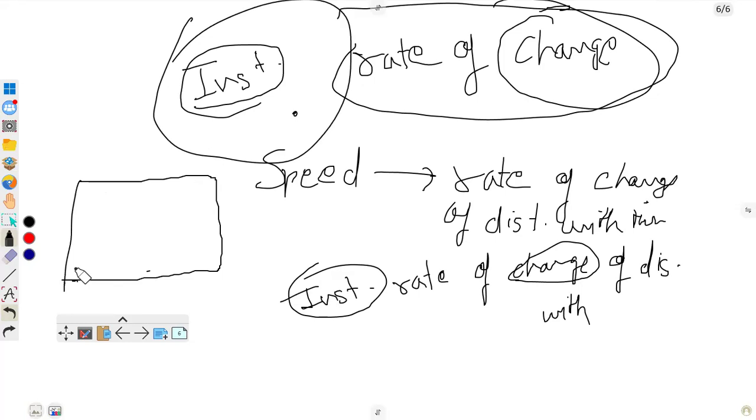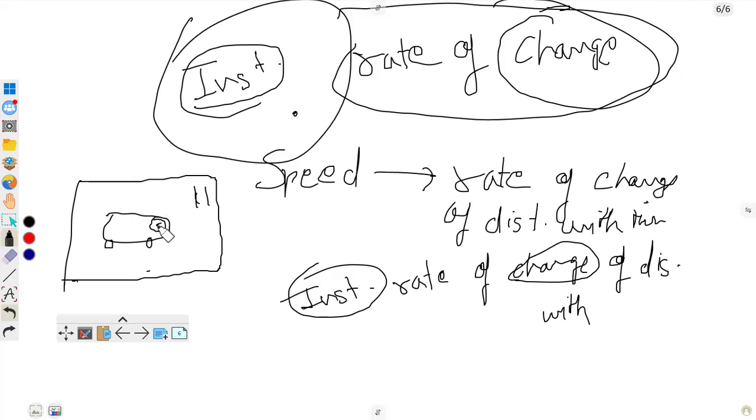Suppose you're watching a video of a car which is moving, and you're able to see its speedometer. The speedometer shows you the reading of the instantaneous speed, right? If the car is moving at 80 kilometers per hour, its speedometer will show a reading of 80 kilometers per hour. If you pause this video sitting at home, will the speedometer reading become zero?